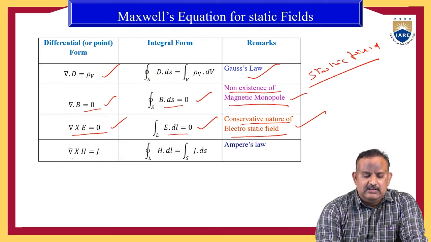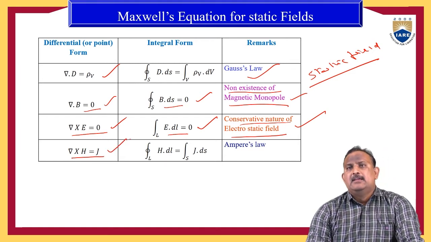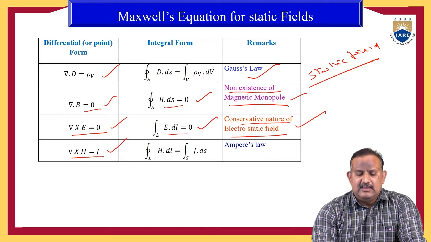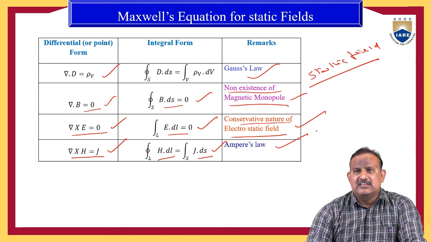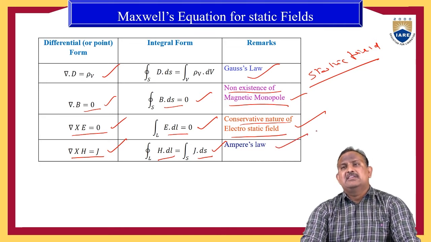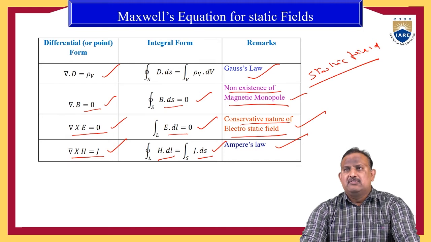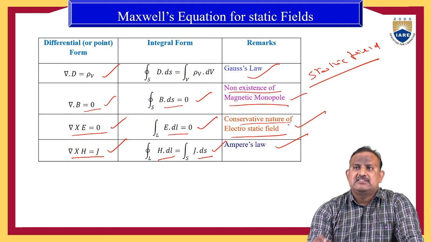The fourth one is del cross H equal to J. In integral form, the line integral of H dot dl is equal to the surface integral of J dot ds, which is known as Ampere's circuital law. So these 4 equations are the Maxwell equations for static fields.